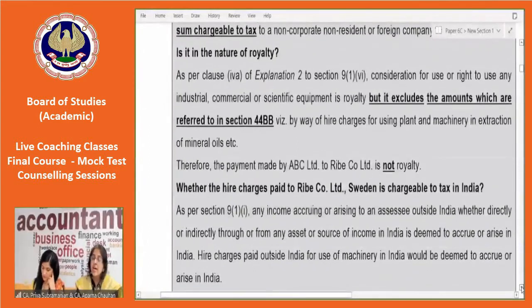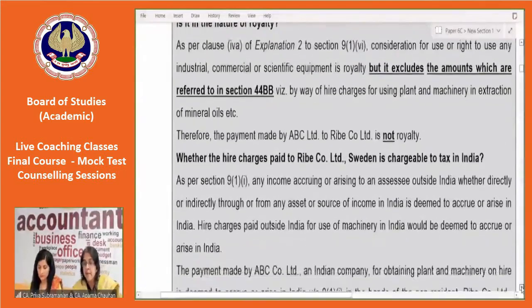Any income accruing or arising to an assessee outside India, whether directly or indirectly, from an asset or source of income in India, is deemed to accrue or arise in India. So if the source of income is in India, any income which accrues or arises to a non-resident is deemed to accrue or arise in India. So since here you're paying hire charges for using the plant and machinery for extracting mineral oils in India, the source of income is in India, and therefore the income is deemed to accrue or arise in the hands of the non-resident foreign company, Right Company Limited, in India.